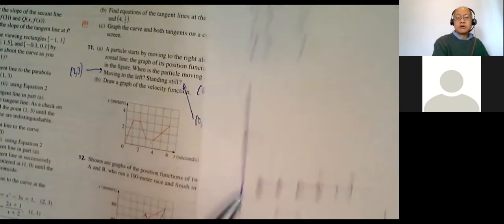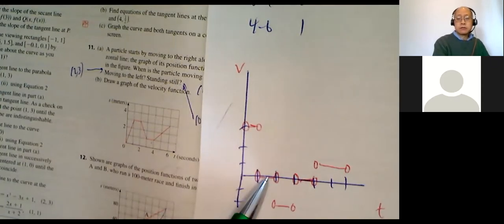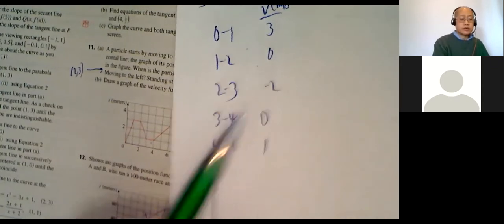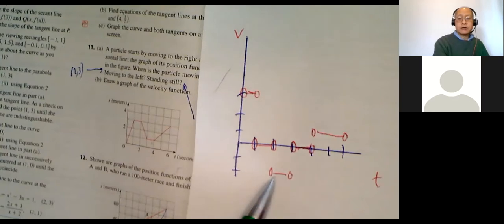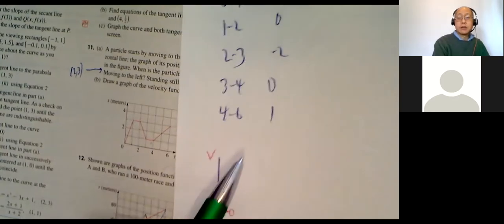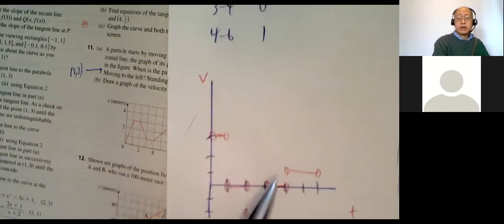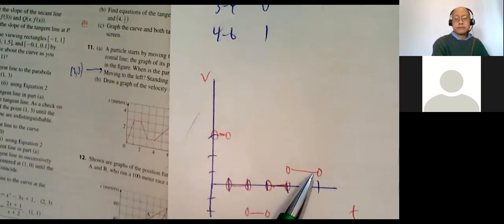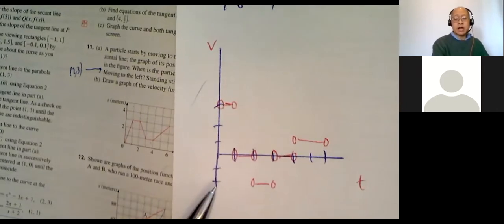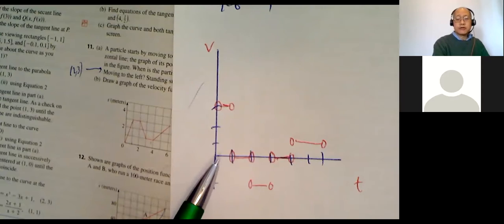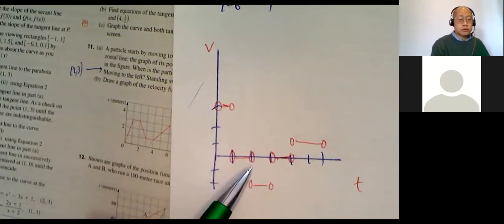Between 1 and 2, 0. Between 2 and 3, down at -2. Between 3 and 4, 0. And between 4 and 6, 1. Okay, so this is the graph of the velocity function, time versus velocity. And notice these are all open circles.